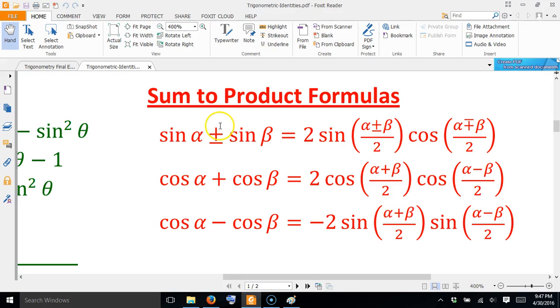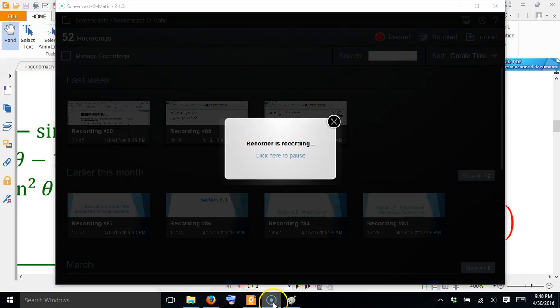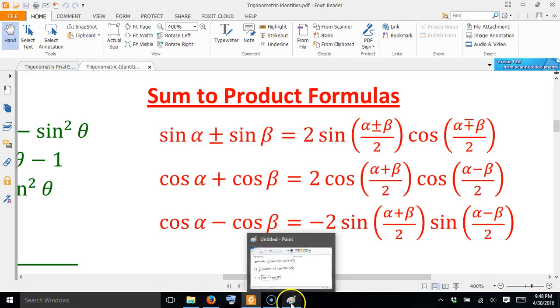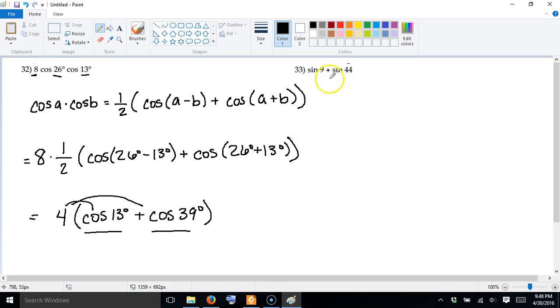And what we're going to do is very similar to what we did on the previous problem. This is one of our angles. This is another one of our angles. We're going to plug them in here and reduce on the inside of our parentheses as much as we can, and that's it. Okay? Let's do that.